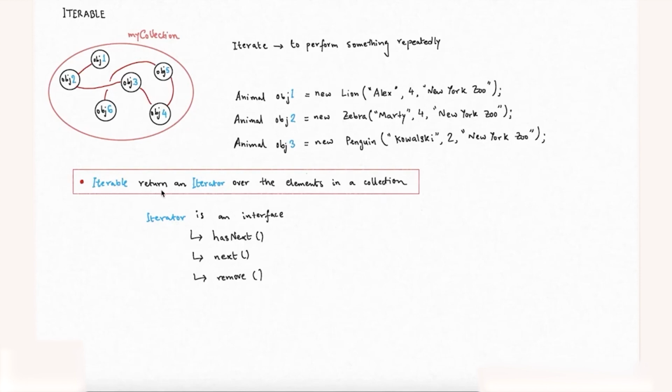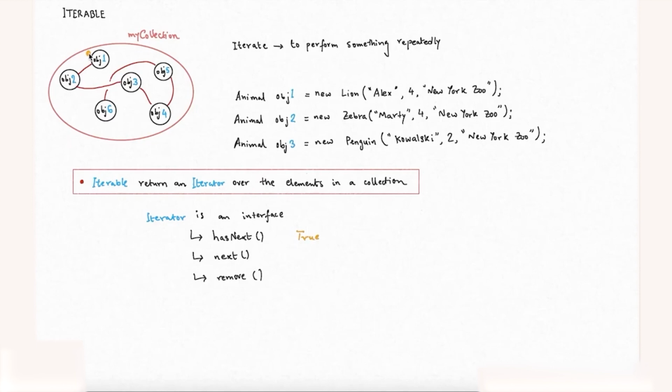So let's say we have returned an iterator over the elements of this collection. In that case, the iterator first comes here. Let's say this is where the iterator is right now. Now, if at this moment we call hasNext, it will return the value true. Why? Because there is a next element. As long as a next element exists from the position of the iterator, hasNext will return true.